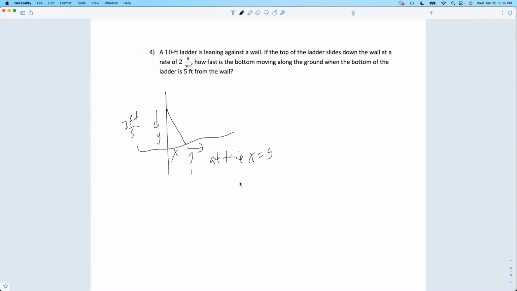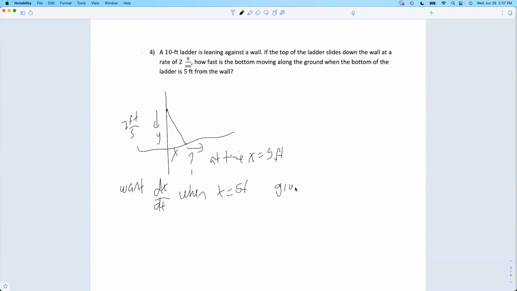I don't know what time it is. Notice I didn't write t equals 5. But there's some moment in time, and literally, I'm never even going to find it, when X is 5 feet. So I want dx/dt, the rate of change of X when X equals 5.